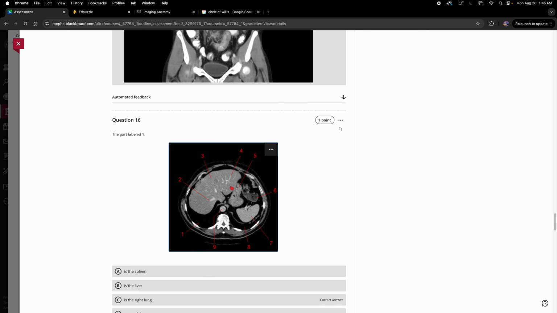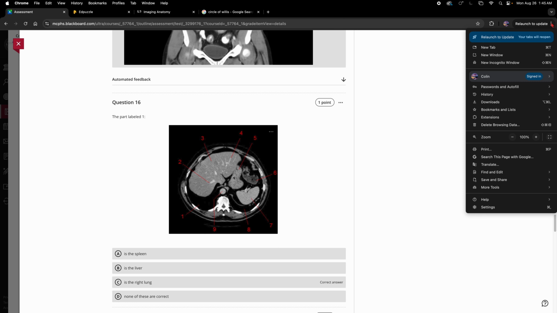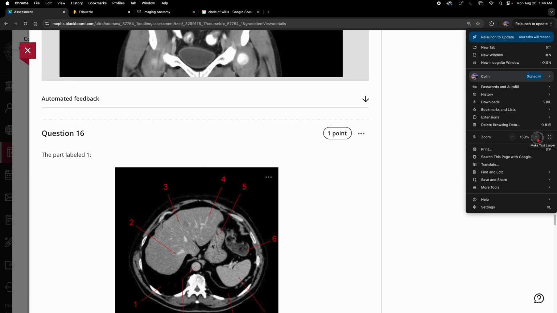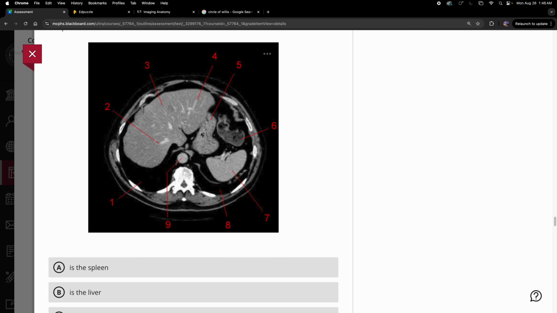Question 16, the part labeled 1. Let me make this larger. So we're going to go through all of them. So part labeled 1 would be the lung. 2 would be the aorta.